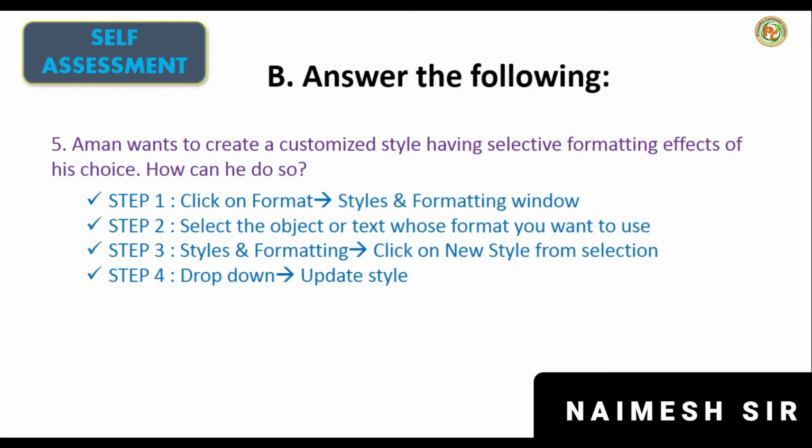Okay, and now number 5 and the last is, Aman wants to create a customized style having selective formatting effects of his choice. How can he do so? So to do so, he has to first select the formatting window or press F11. Now select the object or the text whose format you want to use, then select the formatting, then click on New Style from Selection in the drop down menu and then click on update styles. So you can change the necessary things as you want.